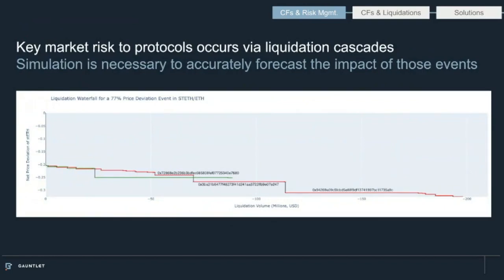Now let's look at a key market risk that protocols face, which is the risk of liquidation cascades. Here we see a chart of a liquidation cascade in ST-ETH. The y-axis is the net price deviation of ST-ETH, and the x-axis is the liquidation volume for that asset. For a moment, think of price as the independent variable. A small price change results in a relatively small drop in liquidity, which we see here at the beginning.